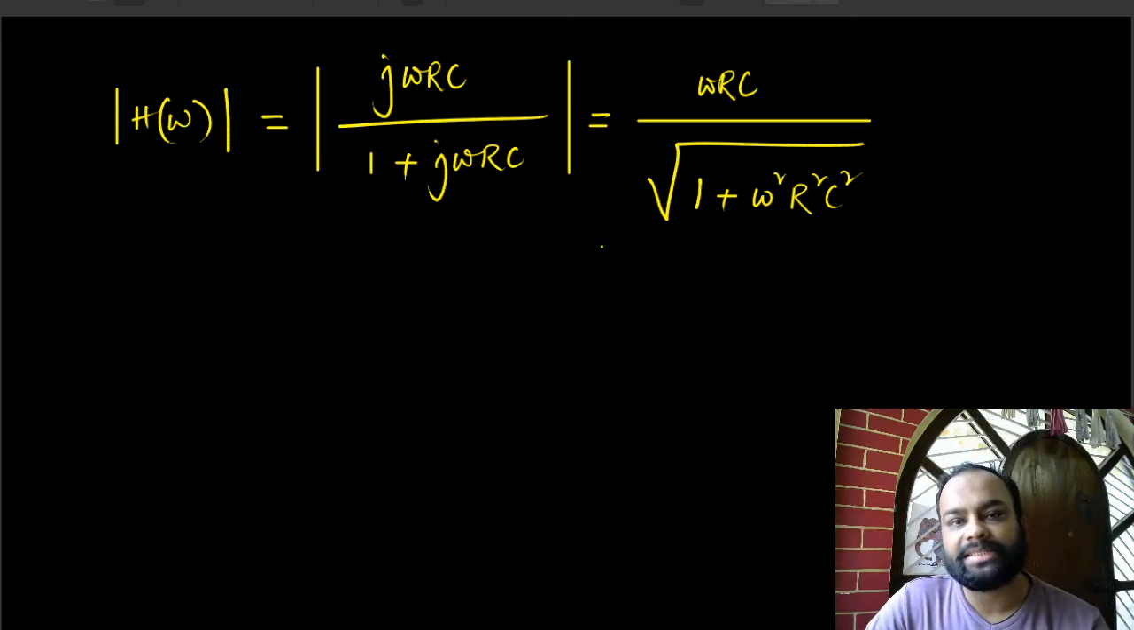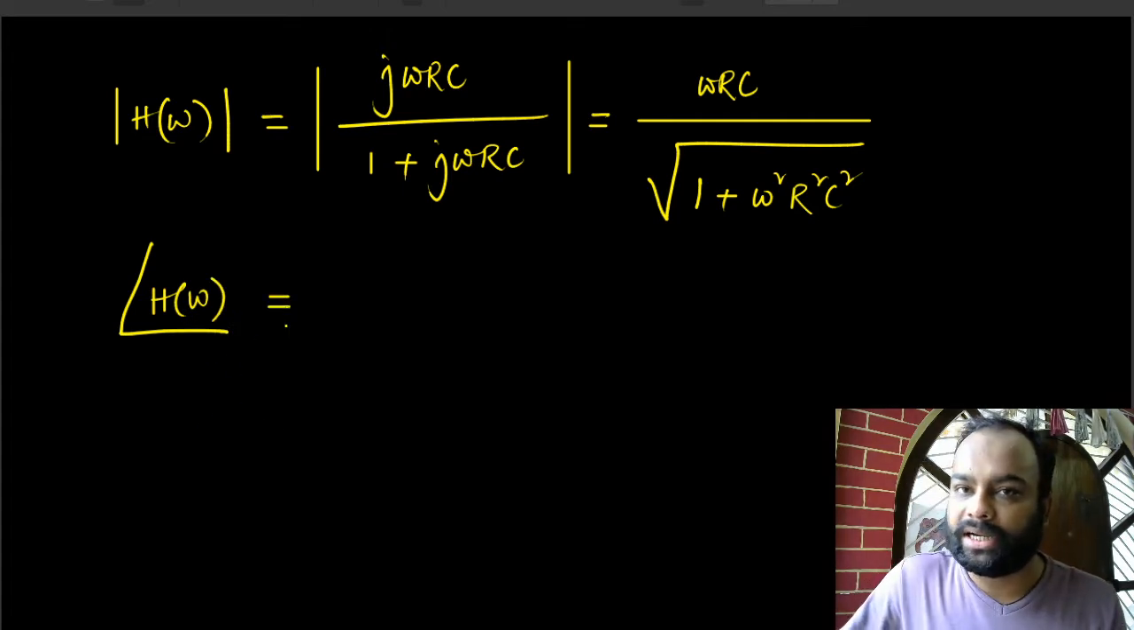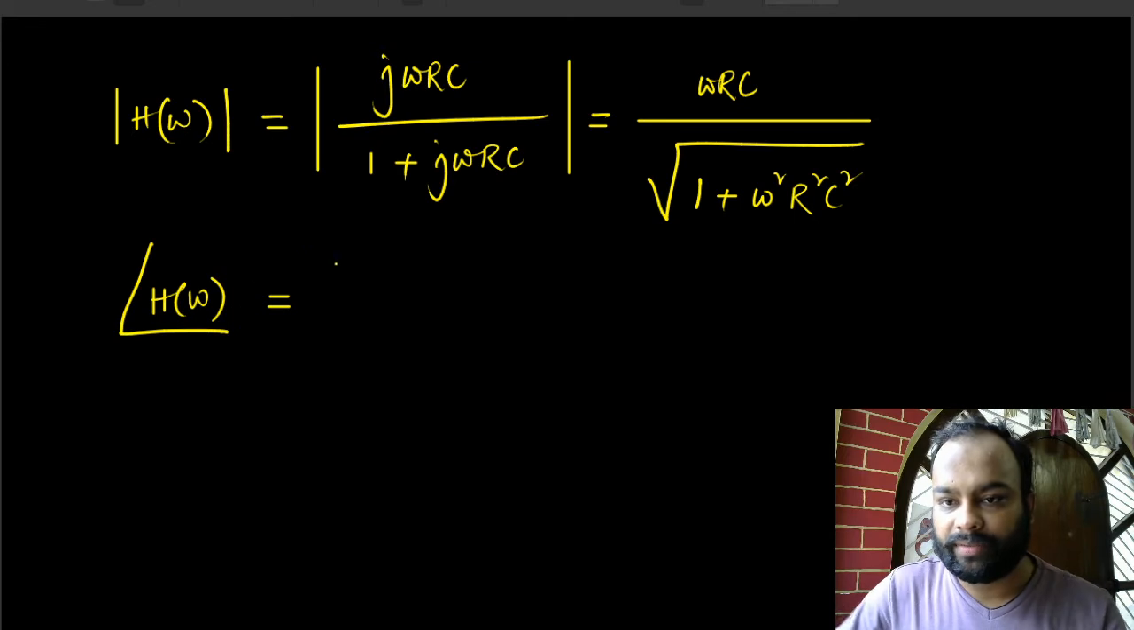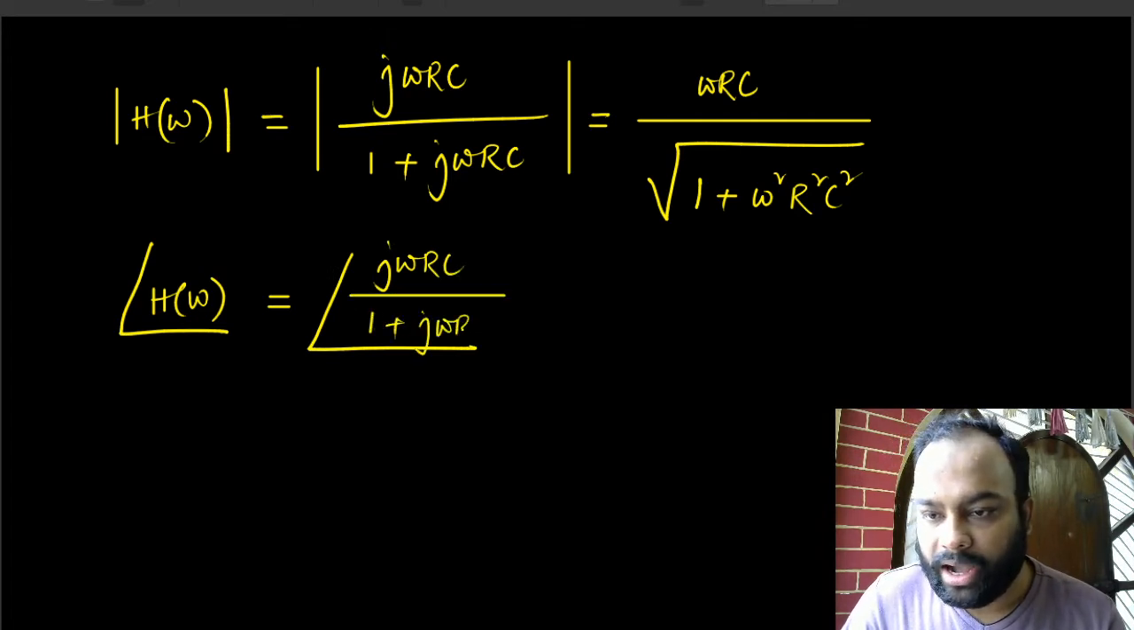With that said, this is the frequency response. This is the amplitude response. And what about the phase angle? Angle of H omega. Again, this discussion borders on what we studied in the last class. This is going to be the angle of this entire thing, angle of j omega RC divided by 1 plus j omega RC.